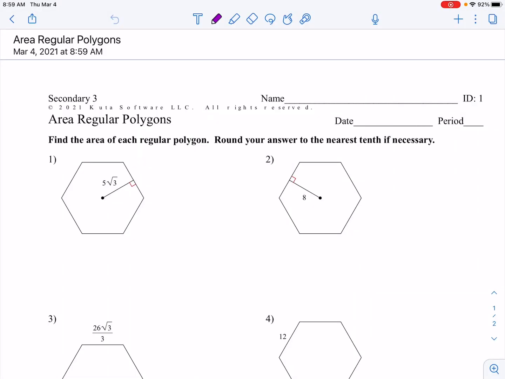The area of a regular polygon can be found by doing 1/2 perimeter times apothem. And this applies to all regular polygons. A regular polygon is a shape where all the sides are equal length and all the angles are equal measure. All equal sides, all equal angles.